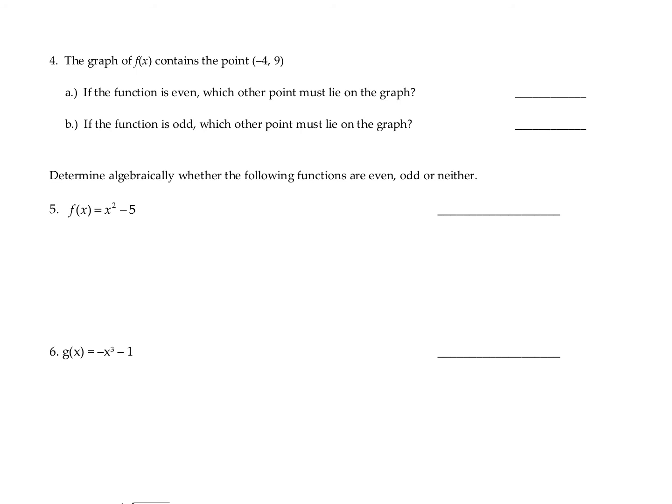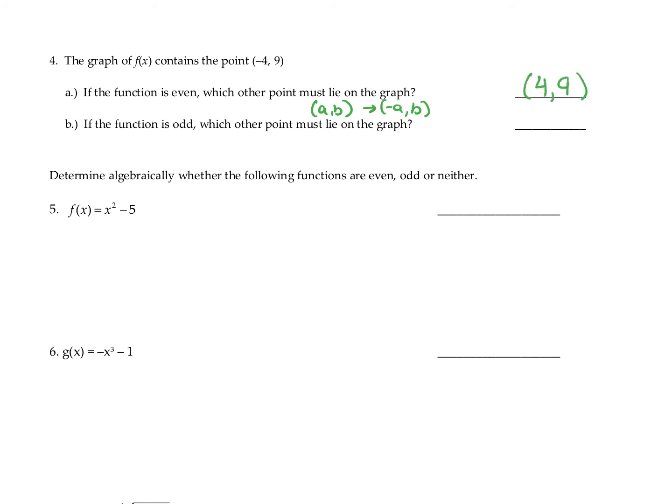All right, let's talk about a point. So if I have a point, negative 4, 9. If the function is even, which point would also lie on the graph? So again, we talked about with even, if I have a point a, b, I'm also going to have point negative a, b. So if it's negative 4, 9, that means I'd also have a point of positive 4, 9.